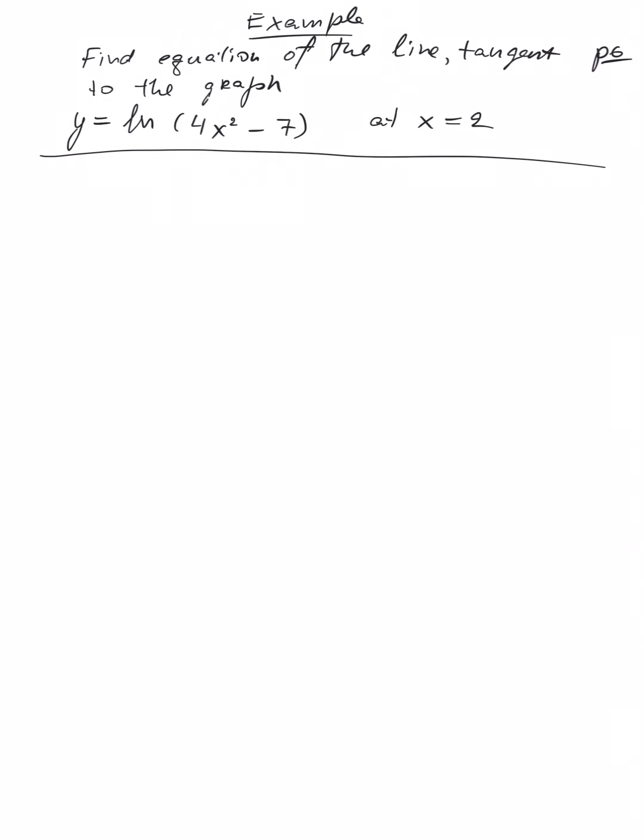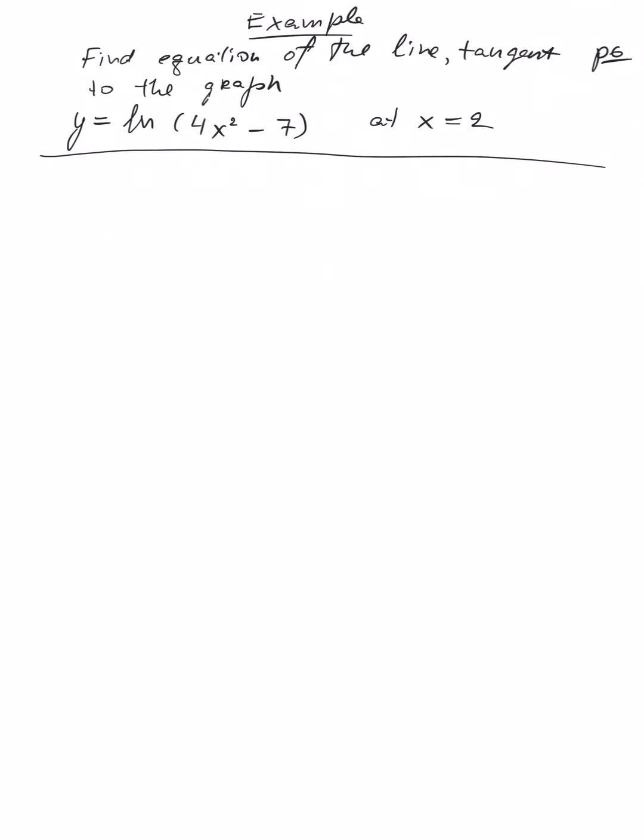And here's our last problem. The question is the same but a different function. Find the equation of the line tangent to the graph of y equals ln of 4x squared minus 7 at x equals 2. And take a look at ln of an expression. We are going to be using our chain rule here. So let's do a derivative first.